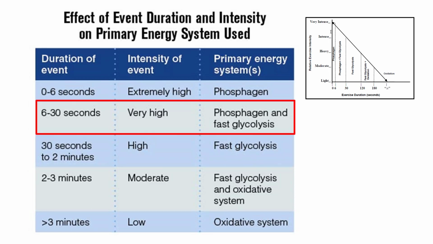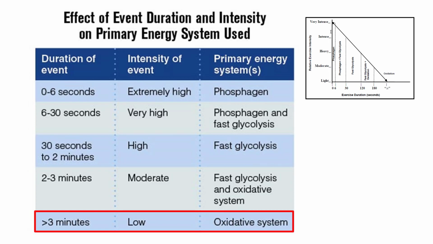Things that you're doing for 10, 12, 15 seconds, that's going to be your combination of phosphagen and fast glycolysis, so like a sprint, right? And then 2 to 3 minutes or 3 minutes plus, that's like a mile run or longer. So those are going to be more your oxidative system.